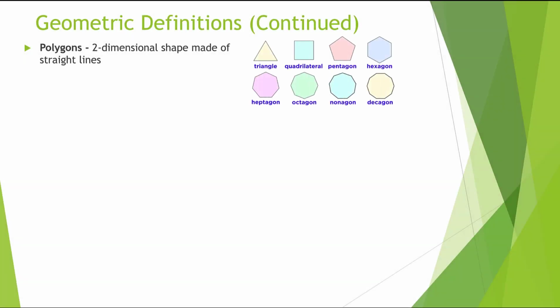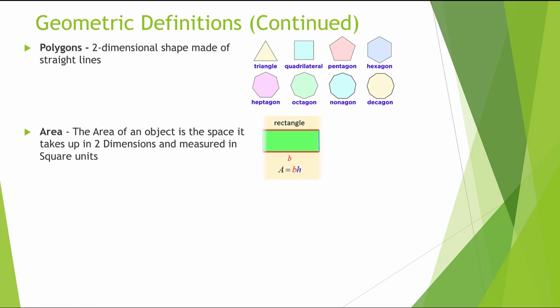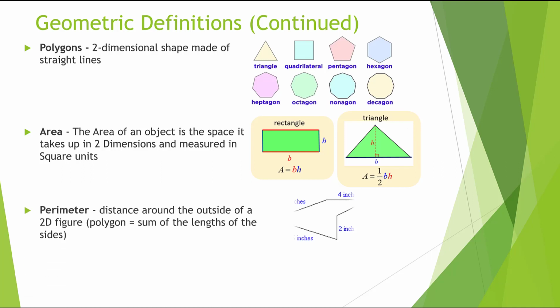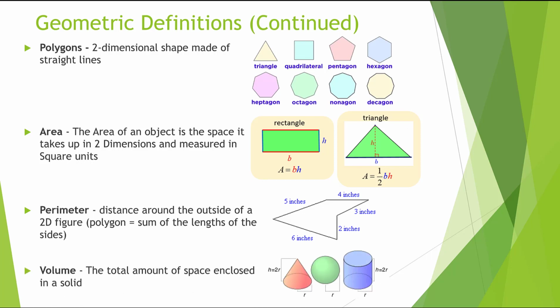Polygons are made up of straight lines that connect. Area is the space that's measured inside a two-dimensional object. Perimeter is the distance around the outside of any object, and volume is the space that's inside of a solid.